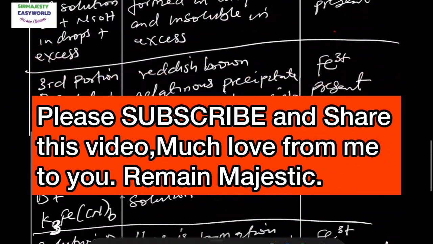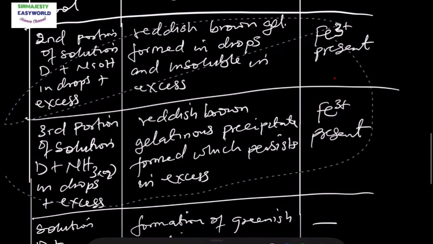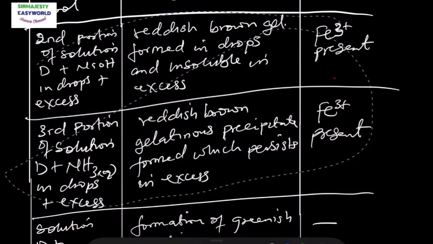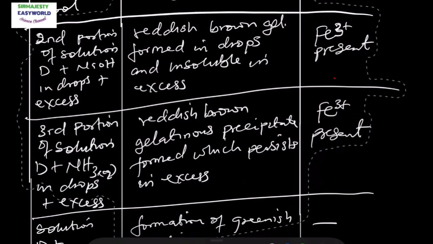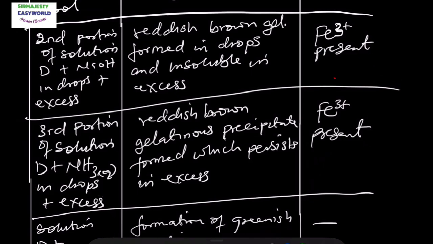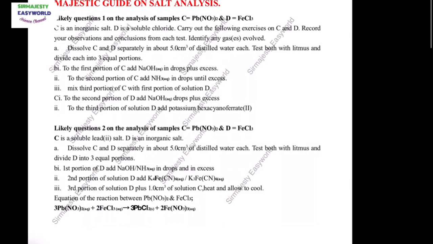For D, that is over here. See here now, this place is highlighted. So this is exactly the same thing. So we go back and see the next question. The B, the second portion of it says, second portion of solution D, add K4. I was still writing K4, but what they provide is K3.